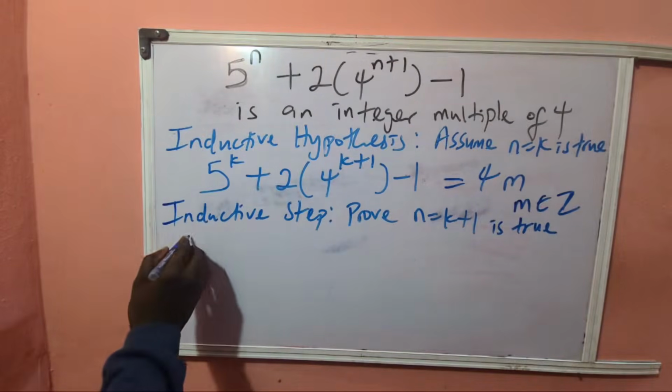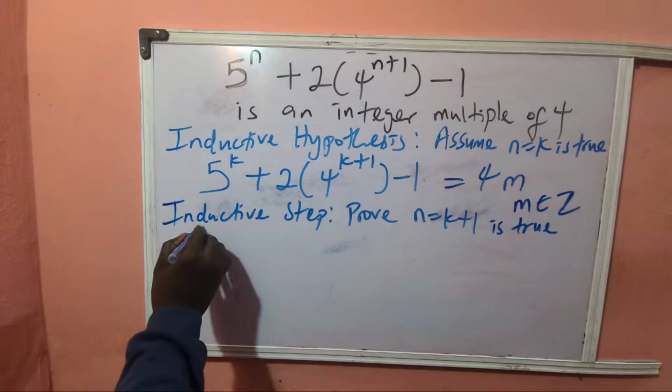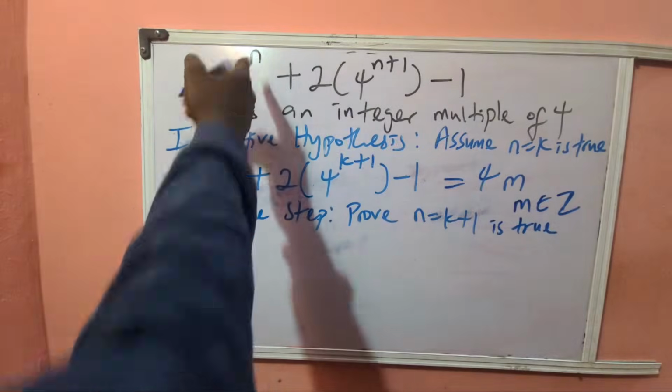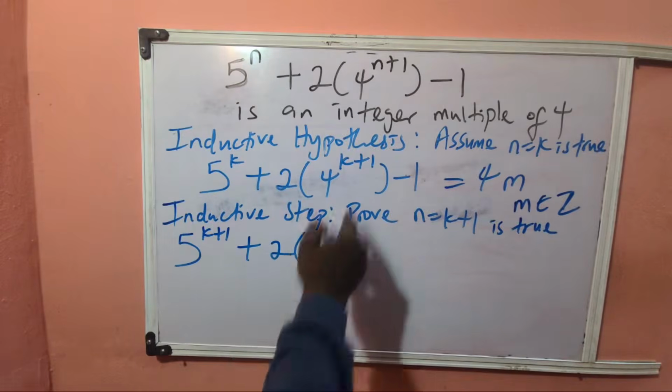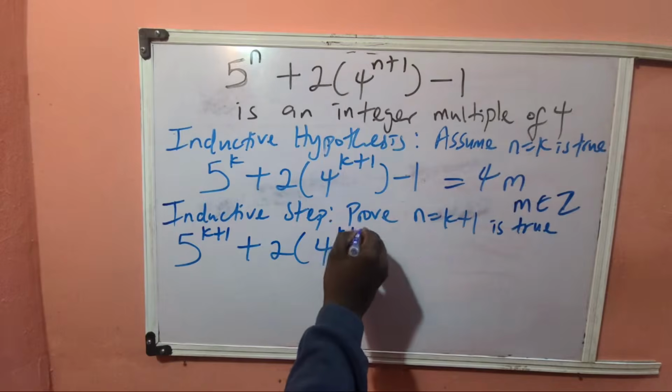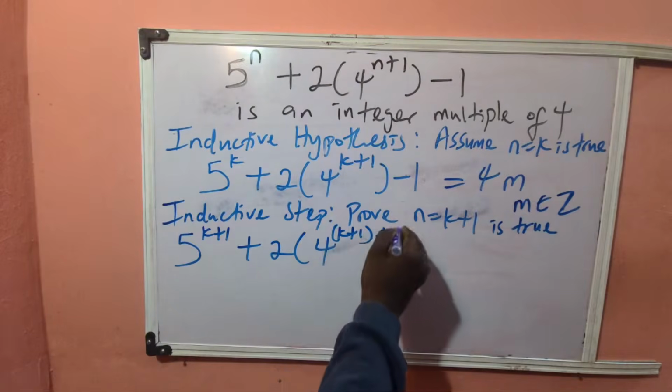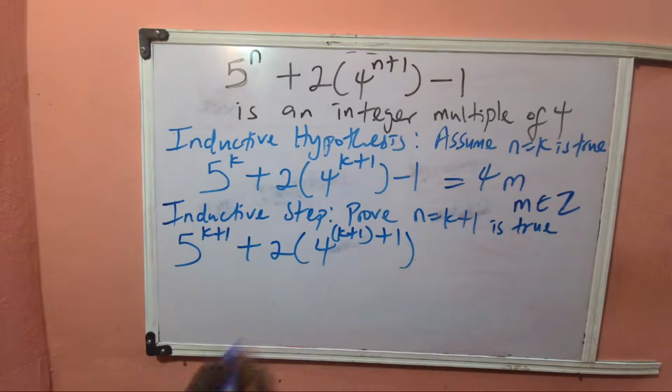So we go on to have 5 raised to the power k plus 1, wherever we saw n, we are fixing k plus 1, plus 2, 4. In this case now, n is k plus 1. So we have k plus 1. We put that in bracket because that was n, then plus 1. Then minus 1. So this is what we will call, we want to prove now. This is the inductive step, and we want to prove now that this is true. So let's try and open this up.